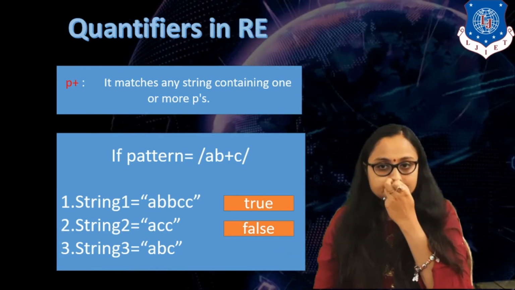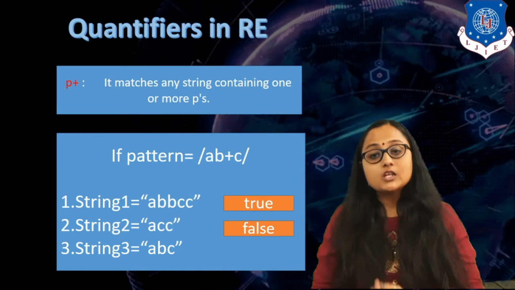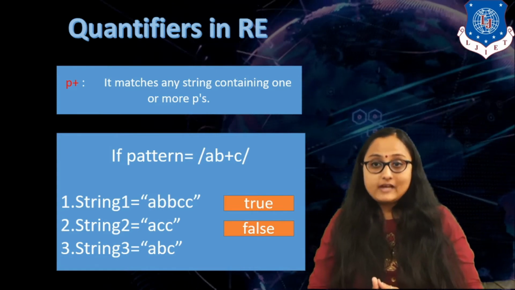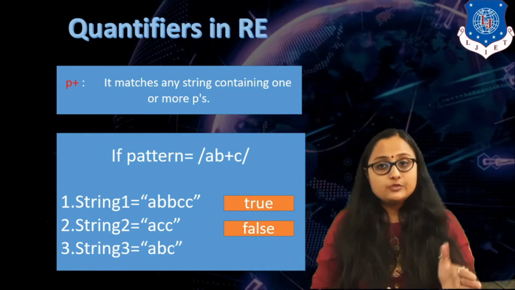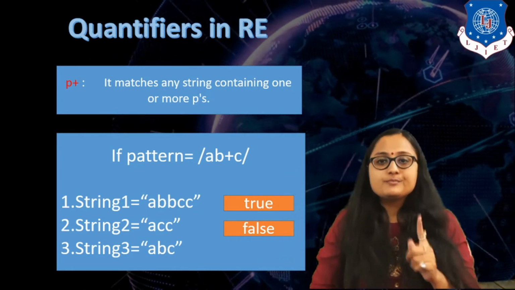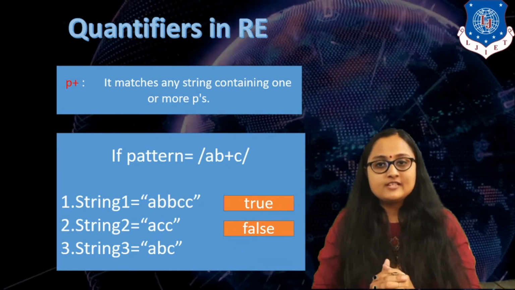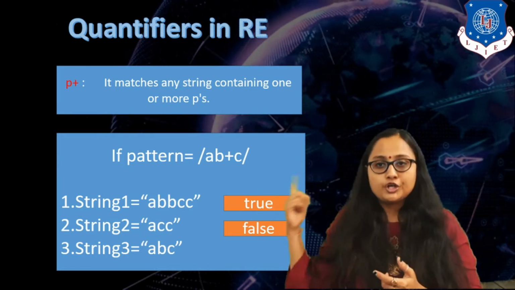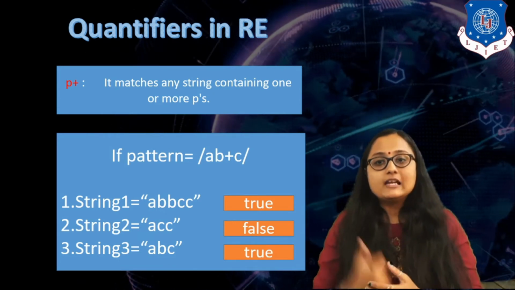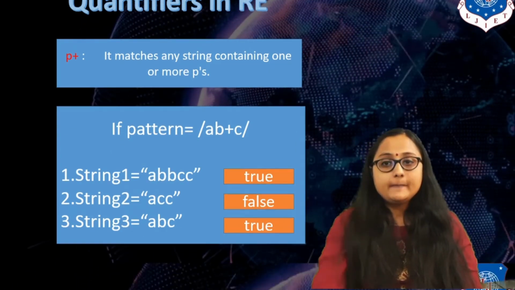What about the last one, a, b, c? b is repeated once between a and c. Is this string valid according to this pattern? Yes, because between a and c this pattern indicates b should be repeated a minimum of one time, and it can be repeated as many times as you want. Here b is repeated only one time, which is valid according to this pattern. So this string is valid. Clear? So this was the first quantifier, plus, which indicates one or more times repetition.